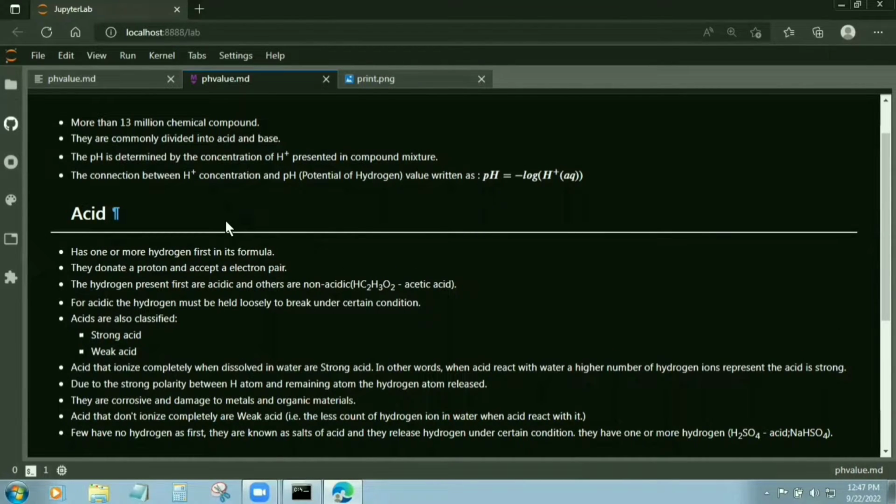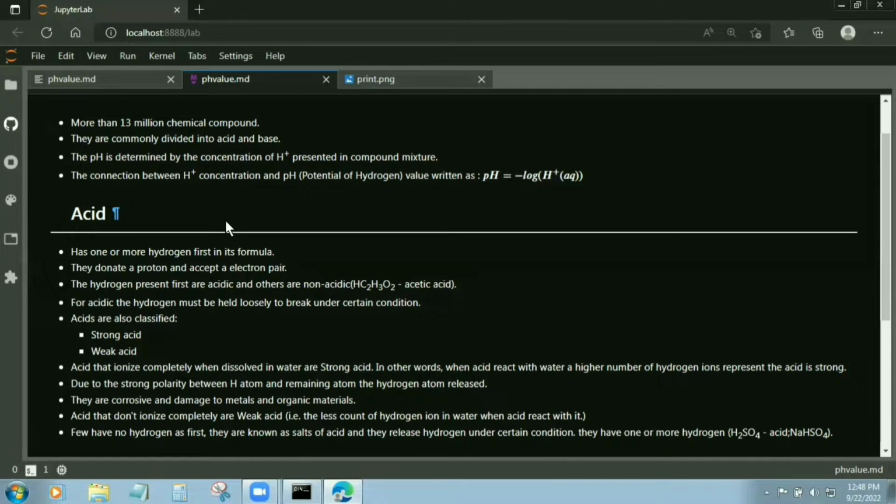If you look closely, you can find that most acids have hydrogen ions present first in their chemical formula. Most of the hydrogen that is present first in the chemical formula is acidic, the rest is non-acidic. Under certain conditions, those hydrogen ions can be released.